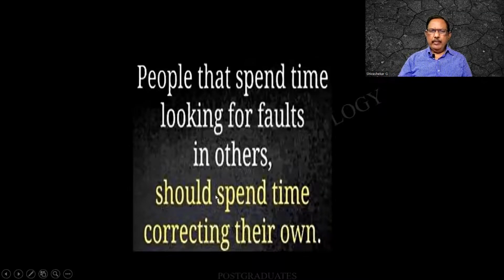People that spend time looking for faults in others should spend time correcting their own. Maybe it is applicable somewhere.